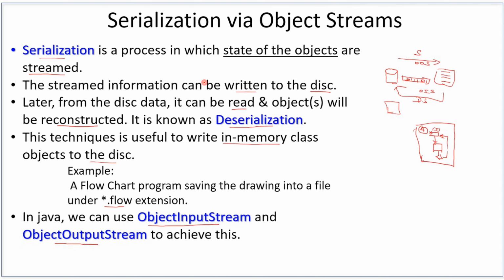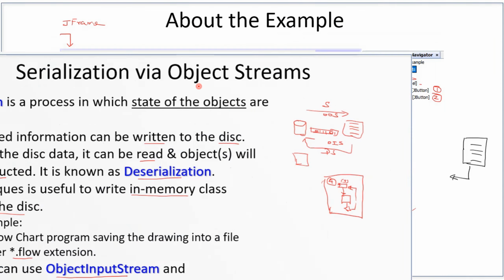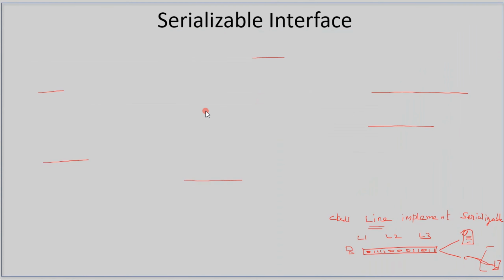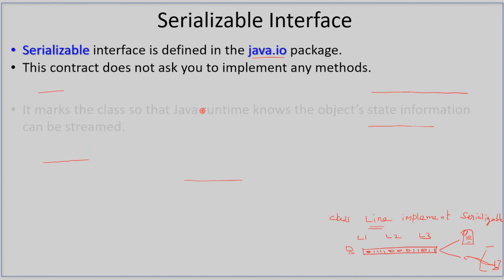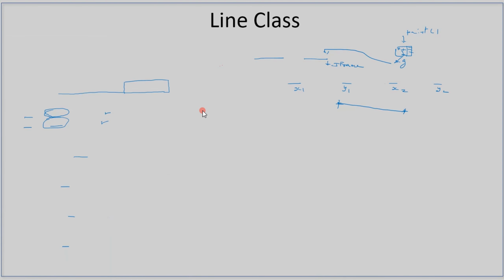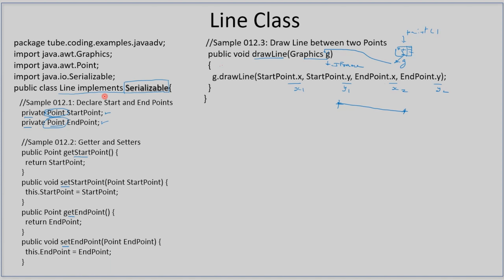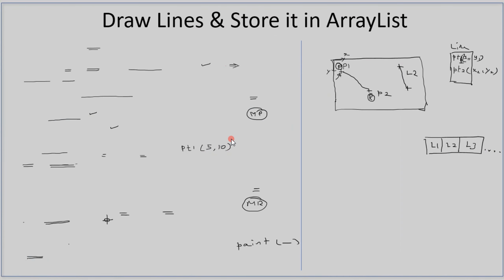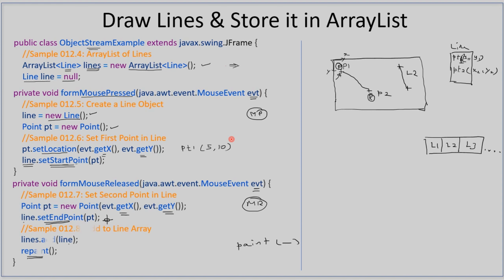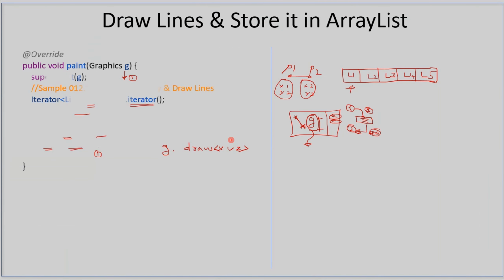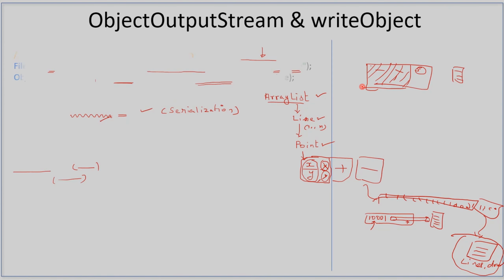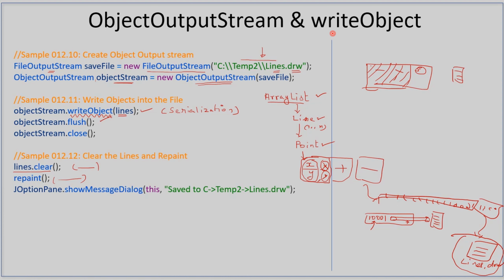So this is how we started this sub-series. First we learned about serialization, then we talked about the example, then we talked about the need for a serializable interface, and we implemented the serializable interface for our line class because it's our custom class, so that a line object can be streamed to disk. Later we handled the mouse events to actually perform the line drawing, show that in the graphic area, and at the same time store that as an array list. Then we used ObjectOutputStream and its write method to perform serialization. So this is the key step here.